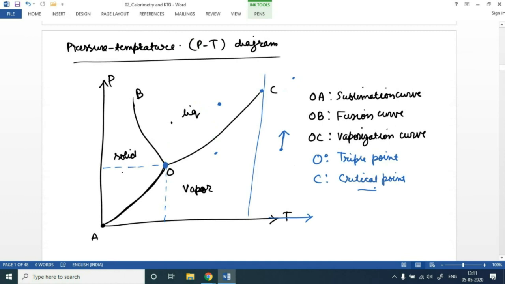And for water, let me give you some data. First of all, the triple point. The triple point of water is, let's say T, let's use degrees Celsius, and P, let's use atm.